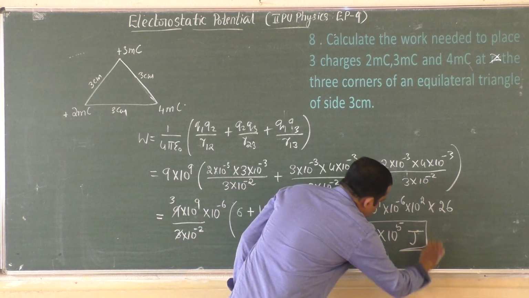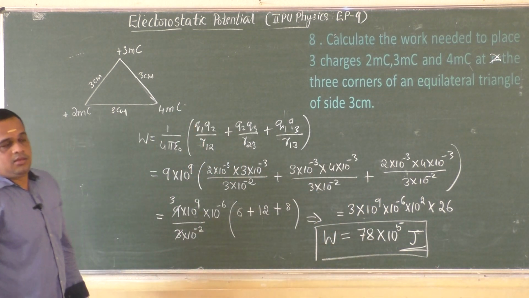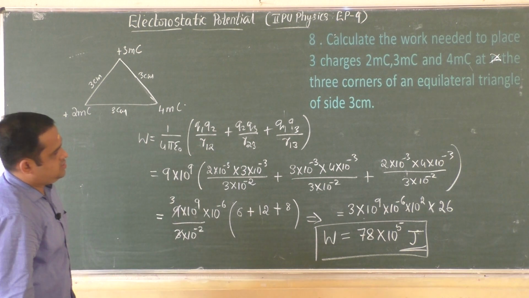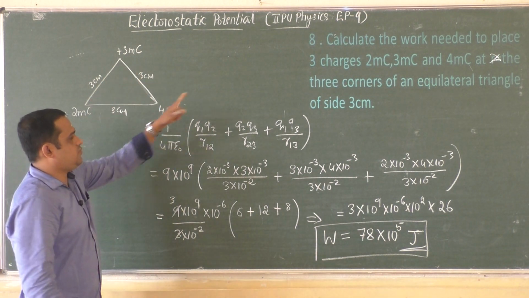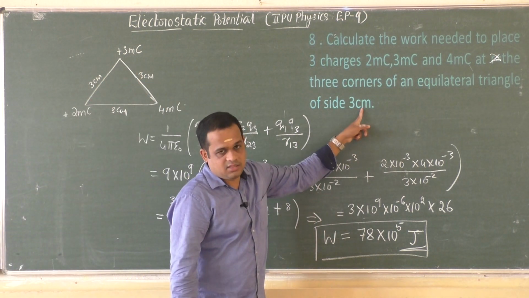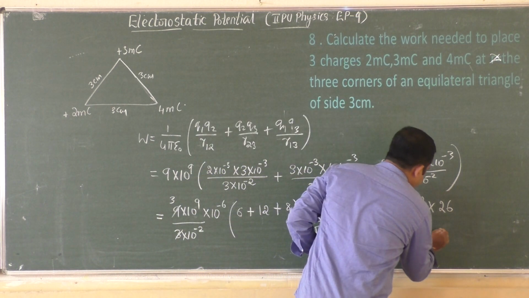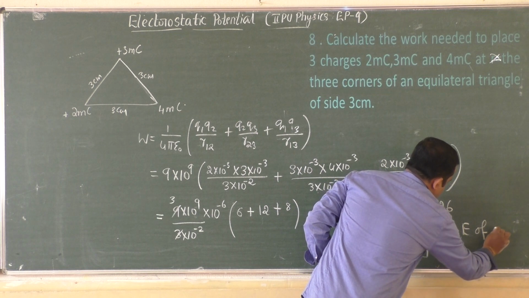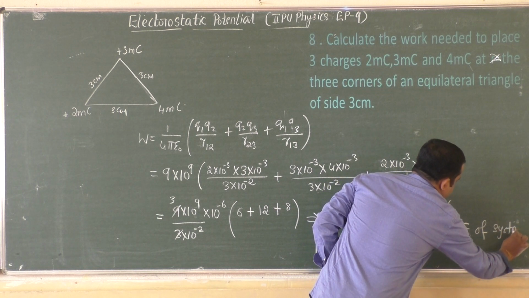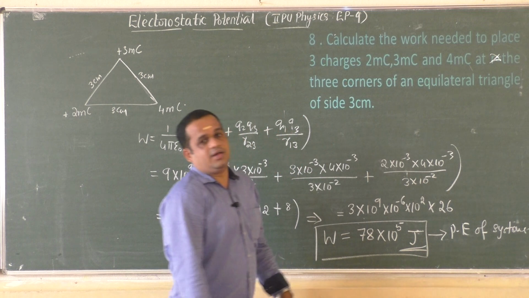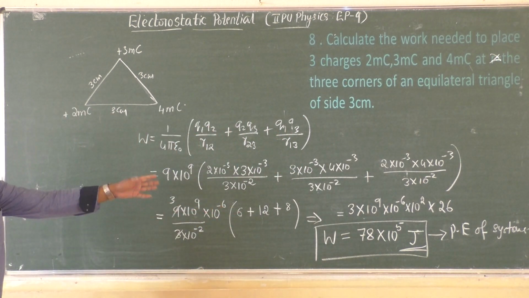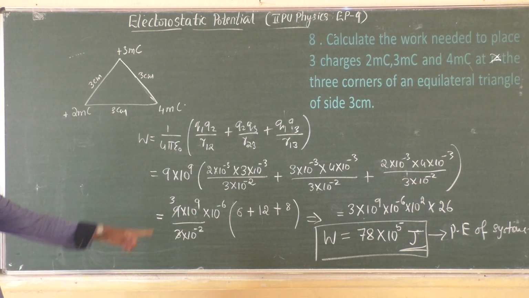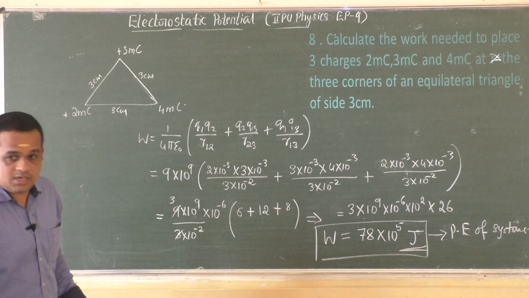This is the amount of work done in placing 3 charges at 3 corners of an equilateral triangle of side 3 centimeter. Actually, this quantity itself represents the potential energy of this system. If it is asked to calculate the potential energy of the system, you can use the same formula and the same calculation, and you will get the same answer. That is the potential energy.